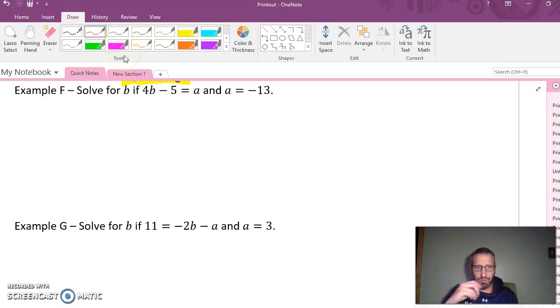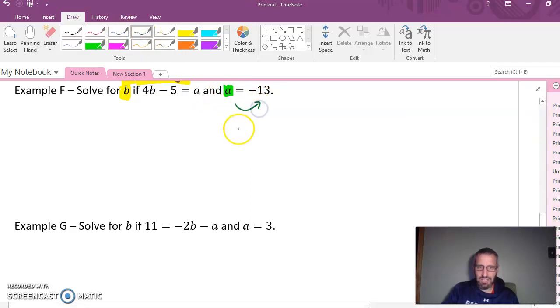All right, it says solve for b. Now, ooh, look at that. That's a little different, right? Now we're solving for b. If 4b minus 5 equals a, and a is equal to negative 13. Okay, so let's see. I see this: a is the same as negative 13. So wherever I see that a, I'm going to substitute in negative 13. Everything else I'm going to keep the same.